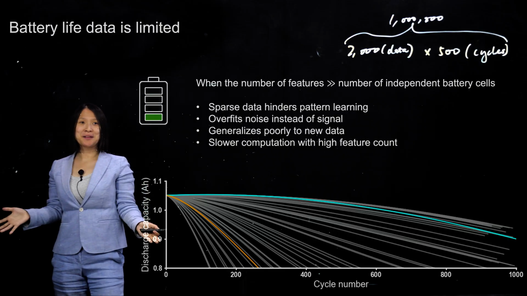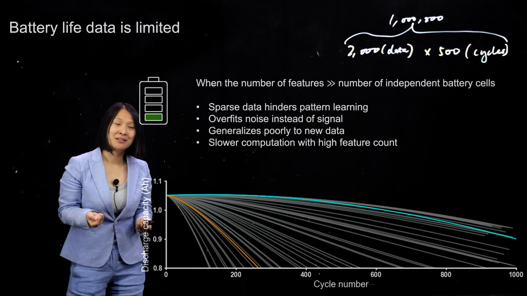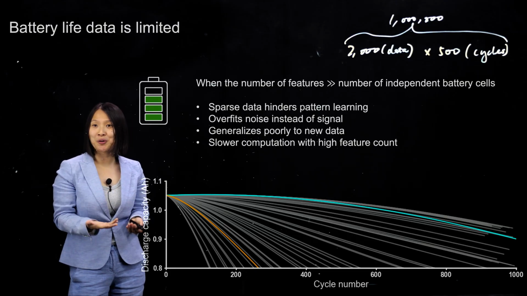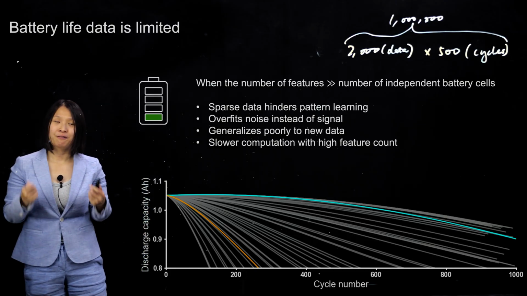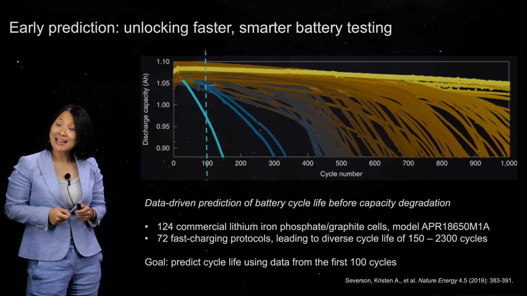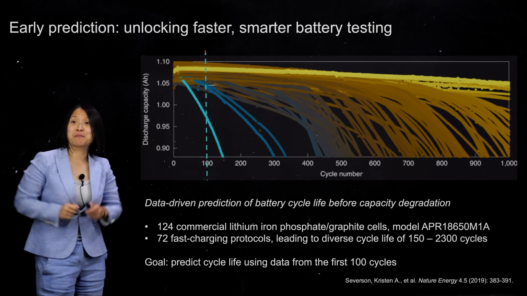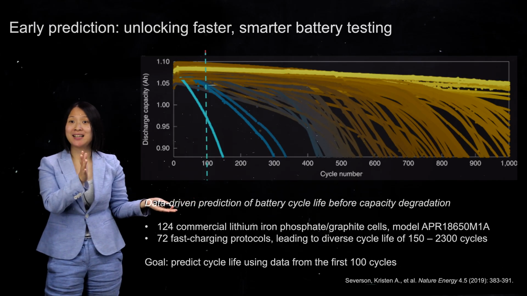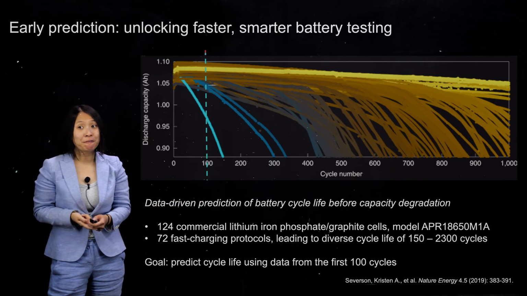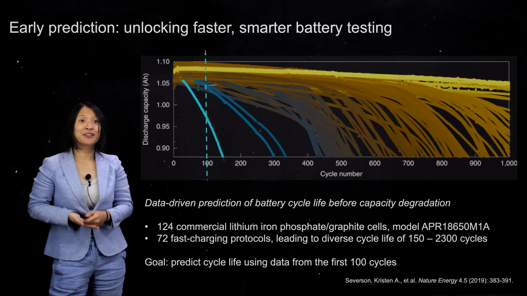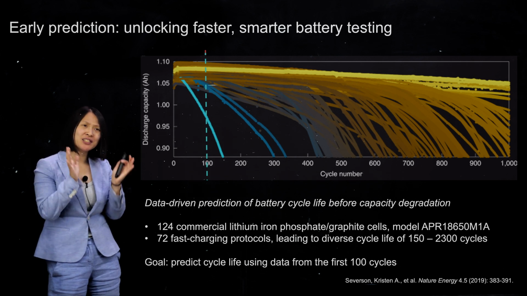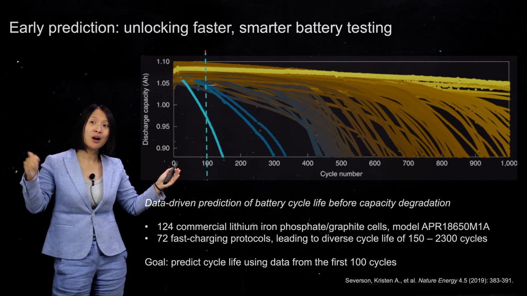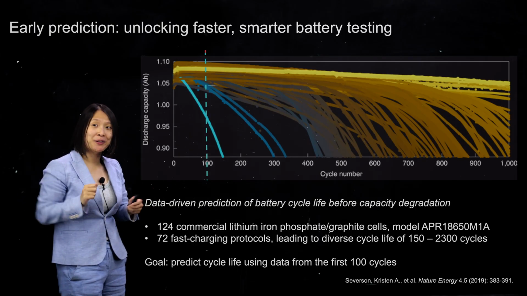So what do we do then? Here is a chance for us to start to reduce the number of features in our model through careful feature engineering. Let's take battery early lifetime prediction as a case study. In this paper presented on the slides, the researchers from Stanford, MIT, and the Toyota Research Institute were tackling this challenge of building a data-driven prediction framework so that we can forecast the battery cycle life.